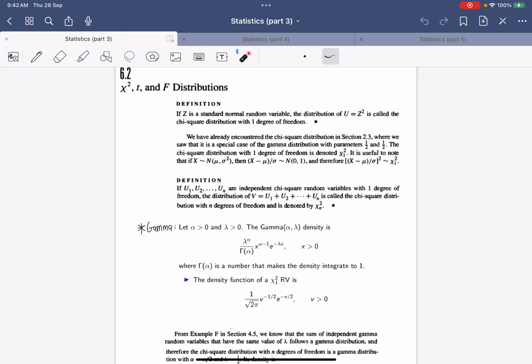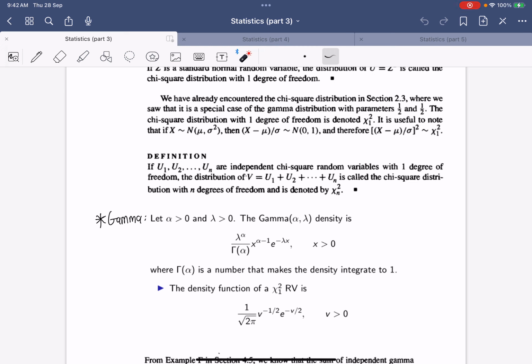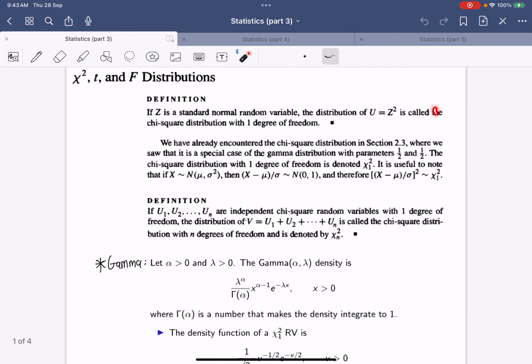It can also be a special case of the gamma distribution, but we like to treat it as a square of a normal. And the definition of a chi-squared with n degrees of freedom is taking independent chi-squared distributions of 1 degree and adding them n times together. So this is the definition of a chi-squared distribution.